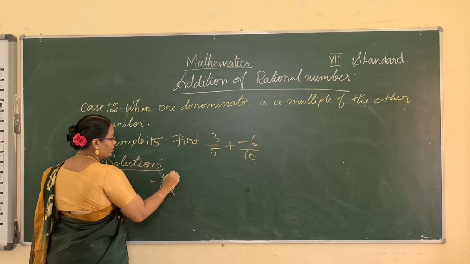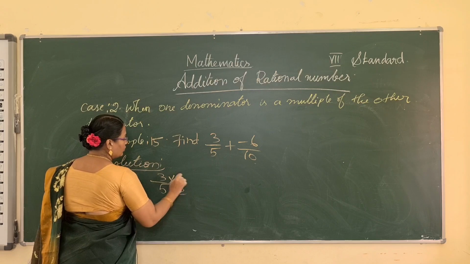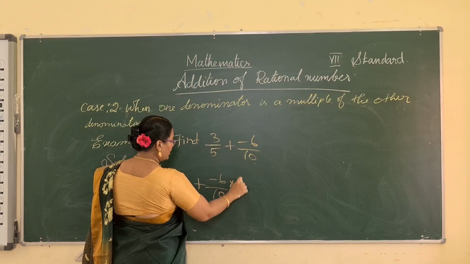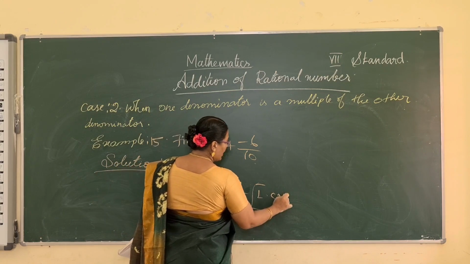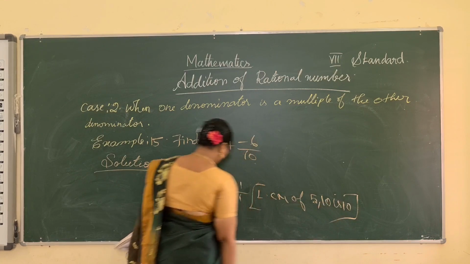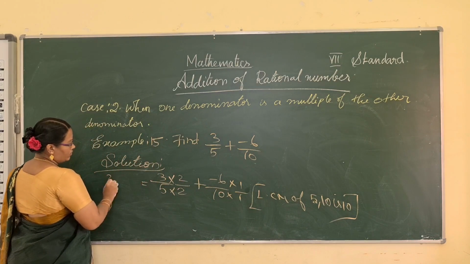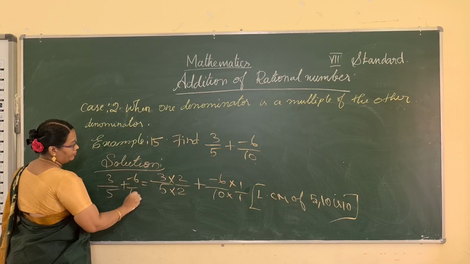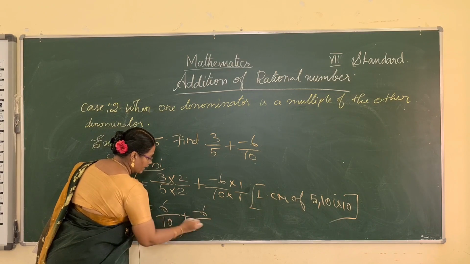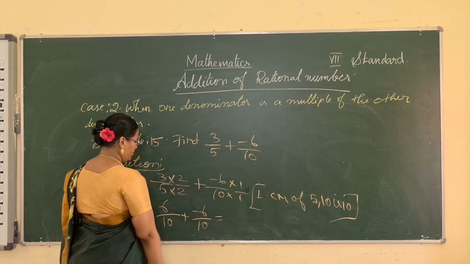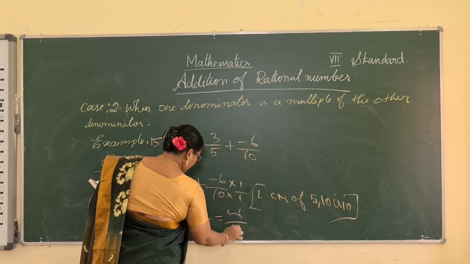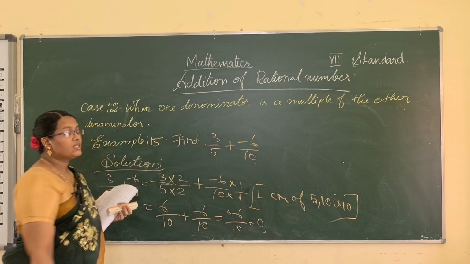3 by 5. Which number multiplies the denominator to give 10? 2. The same number multiplies the numerator also. Plus minus 6 by 10, here numerator multiplied by 1. So LCM of 5 and 10 is 10. Here write the question. So 3 twos are 6 by 10 plus minus 6 by 10. Now the denominators are same. The numerators add: 6 minus 6 by 10. The value is 0. 6 minus 6 is 0.